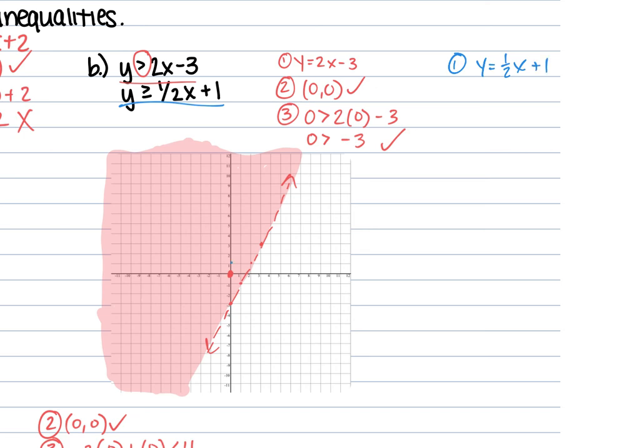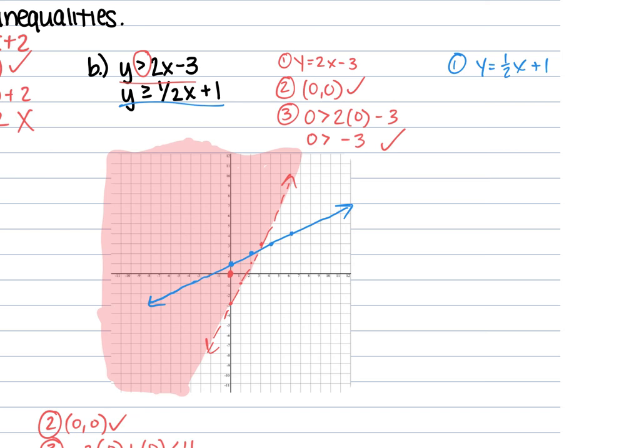We're going to start at 1. We're going to go up 1 to the right 2, up 1 to the right 2, up 1 to the right 2. It's going to be a solid line because it says y is greater than or equal to 1/2. So it's going to look like this. Okay. You guys with me so far?